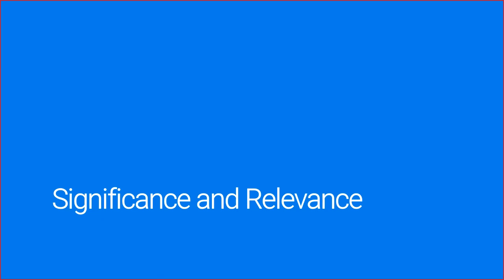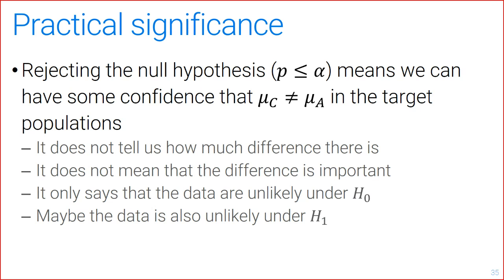Let's talk a little bit more about statistical significance and the relevance of a result. So what we see is, again, we reject the null hypothesis, and that means that we can have some confidence that treatment C and treatment A are different in the populations, in whatever target populations we are interested in. So in the populations, the means are different. Now keep in mind, it does not tell us how much difference there is. It's just saying they are different. It does not tell us that the difference is important, whatever that means. It does not say that it's important for our problem, for our domain.